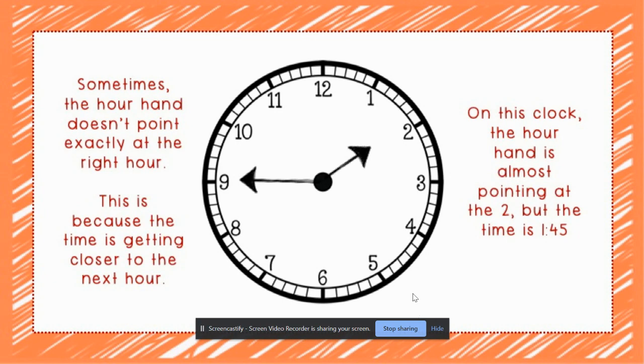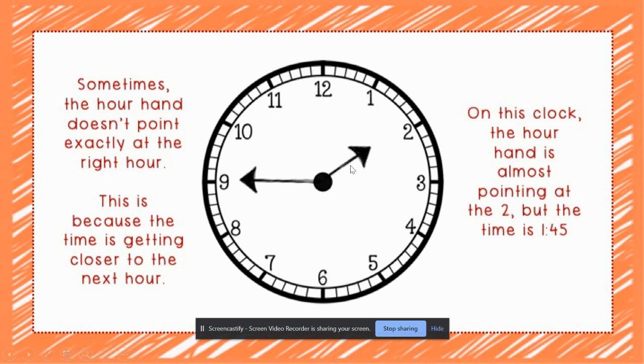So in this case, the hour hand is between 1 and 2, and that's because our minute hand is pointing at 45. That's not much time left. We only have 15 minutes left before a new hour starts. And that's why the hour hand is slowly getting closer to the next hour.